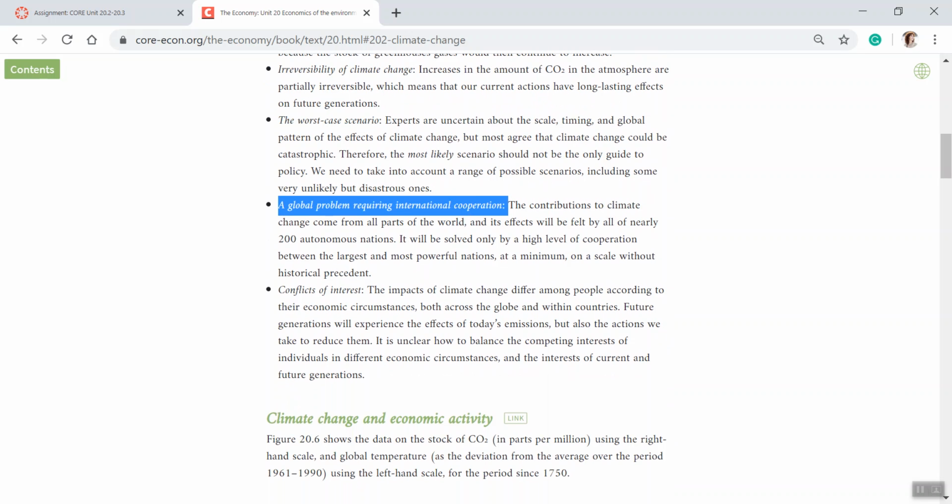A lot of businesses and companies don't want to deal with a worst case scenario because it's expensive and difficult, and a lot of times it's felt like it's not necessary. Then we have a global problem requiring international cooperation.